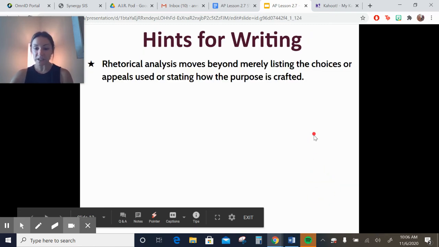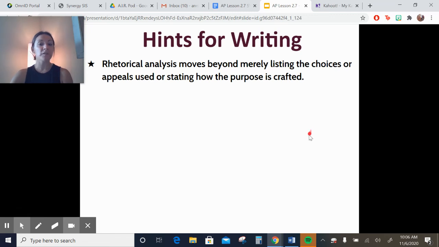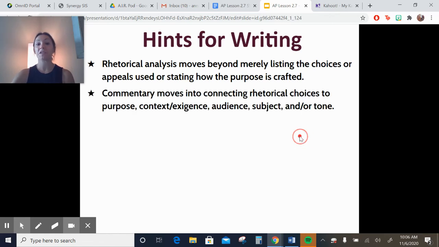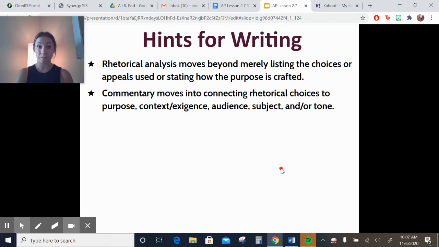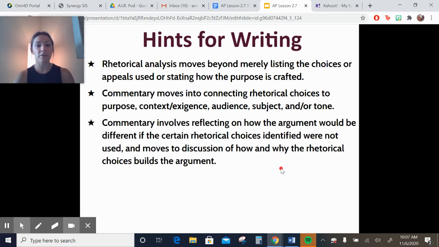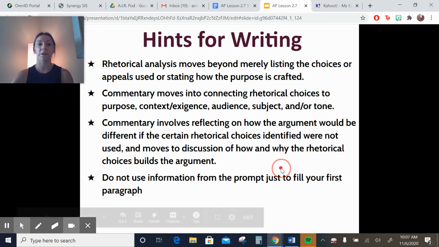Okay? Finally, just last hints for writing. Rhetorical analysis moves beyond merely listing the choices or appeals used to stating how the purpose is crafted. Do not just list those choices and not provide evidence or commentary. Commentary moves into connecting rhetorical choices to purpose, context, exigence, audience, subject, and/or tone. So if you're getting stuck and you're working with an anecdote, think how does this anecdote connect to the purpose and the exigence and the audience? Okay, that's important. Commentary involves reflecting on how the argument would be different if the certain rhetorical choices identified were not used, and moves to discussion of how and why the rhetorical choices build the argument.